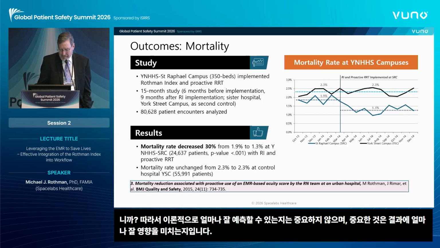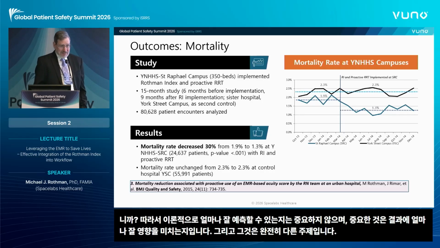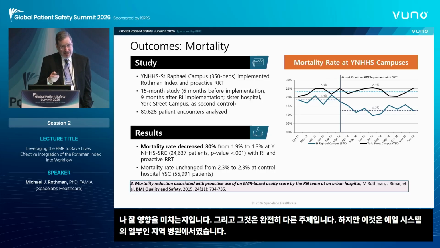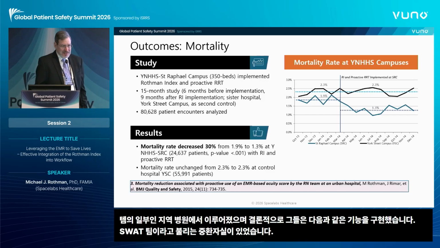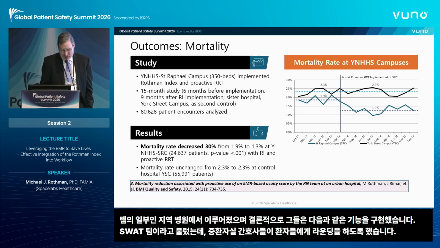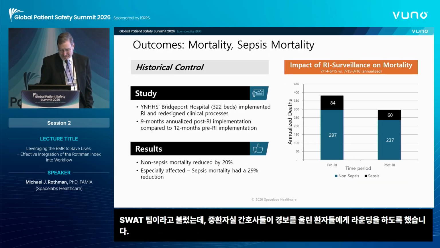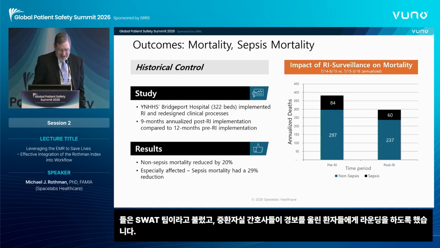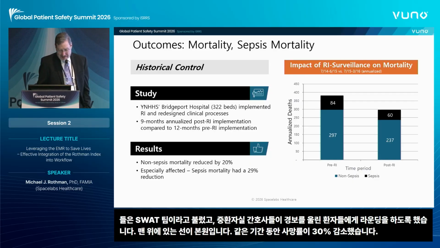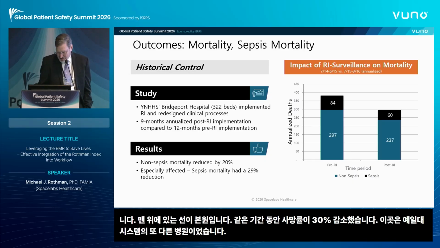That bottom line, they implemented what they called a SWAT team. So they had ICU nurses rounding on those patients who had triggered an alarm. The line at the top is the main hospital during the same period. There was a 30% reduction in mortality. This was another hospital in the Yale system where they saw about a 20% or a 30% reduction in mortality before and after implementation of the RI.